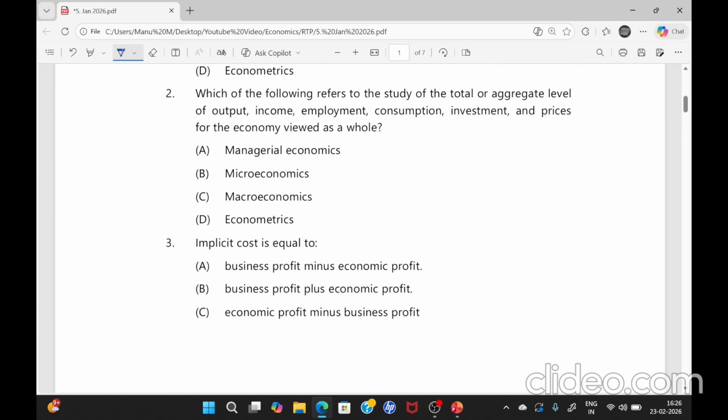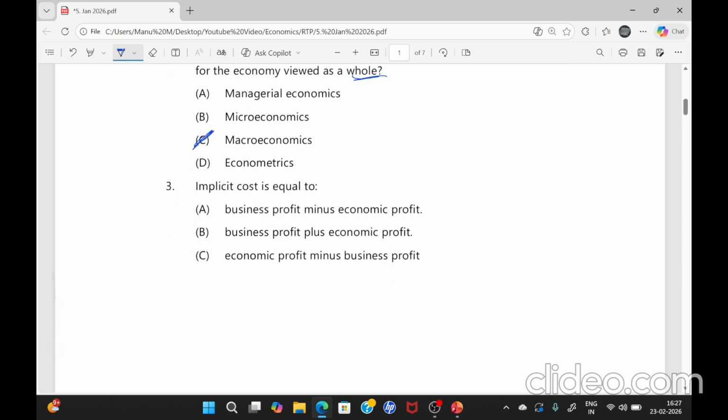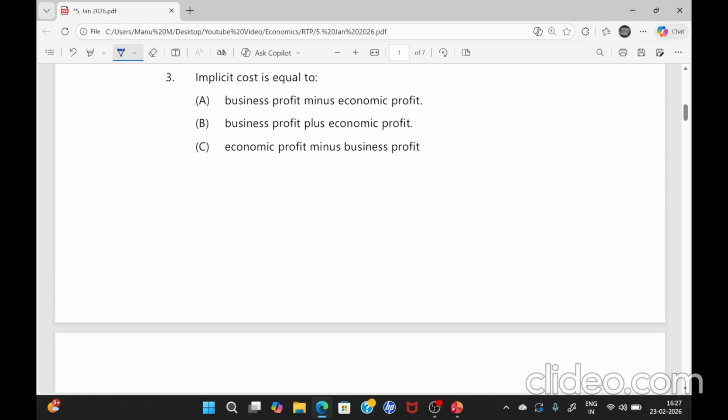Which of the following refers to the study of total or aggregate level of output, income? So here the key term is aggregate level of output. So it's studying economy as a whole with respect to income, employment, consumption, investment, prices of the economy viewed as a whole. So obviously this has to be macroeconomics. So microeconomics studies a particular economic unit in detail, whereas macroeconomics studies the economy as a whole.